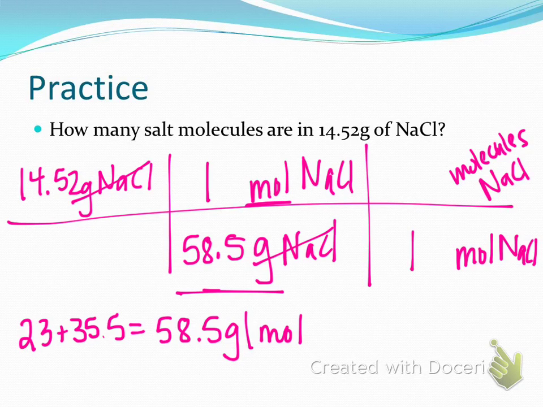Moles always gets the 1. And how many molecules are in 1 mole of any substance? Okay. So now we've canceled moles. We've canceled grams. And we are left with molecules of sodium chloride, which is exactly what we want. Okay, multiply across the whole top, divide by the whole bottom.